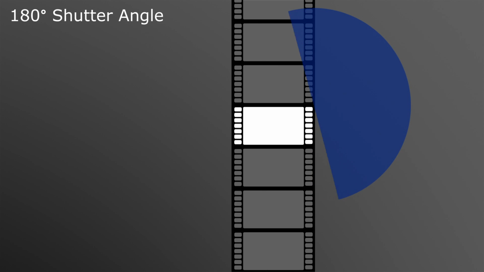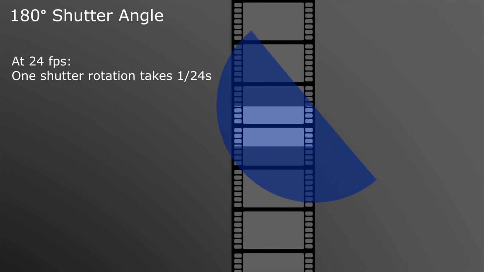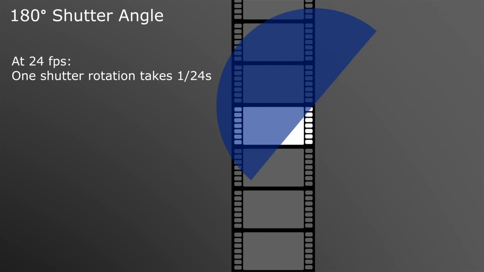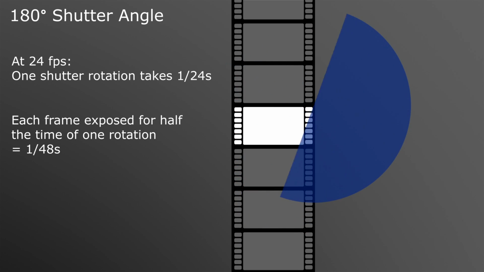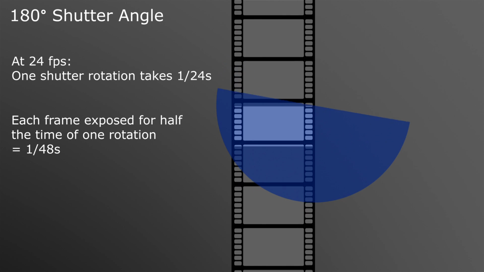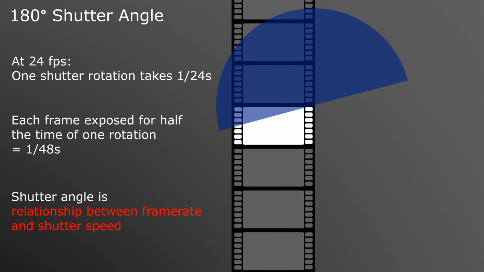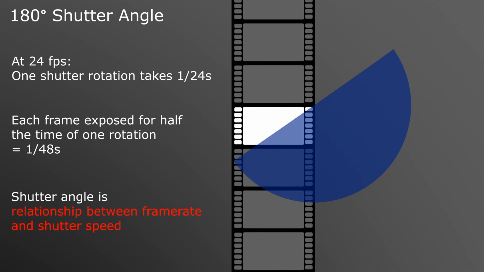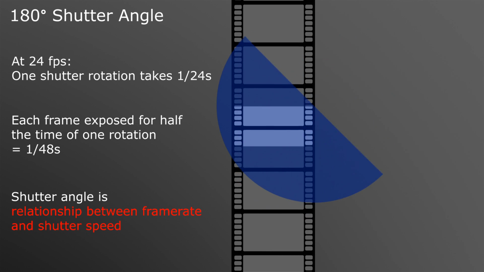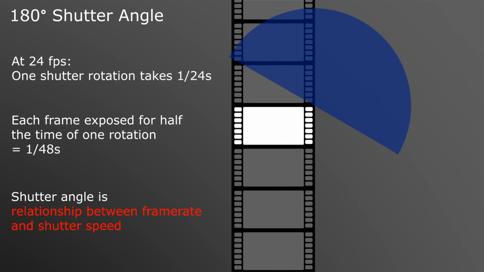If you are shooting at 24 frames per second, the shutter takes exactly 1/24th of a second to do one full rotation. If your shutter angle is 180 degrees, the shutter is basically cut in half. Each frame is exposed for exactly half the time it takes the shutter to do one full rotation, which is 1/48th of a second. Please be aware that the shutter angle actually describes your shutter speed in relation to the frame rate. If you were shooting at 30 frames per second, a shutter angle of 180 degrees would mean a shutter speed of 1/60th of a second.